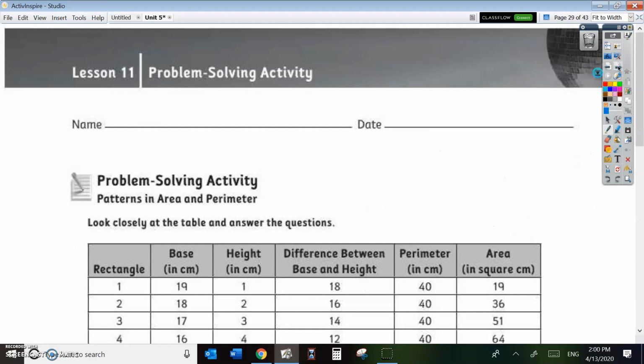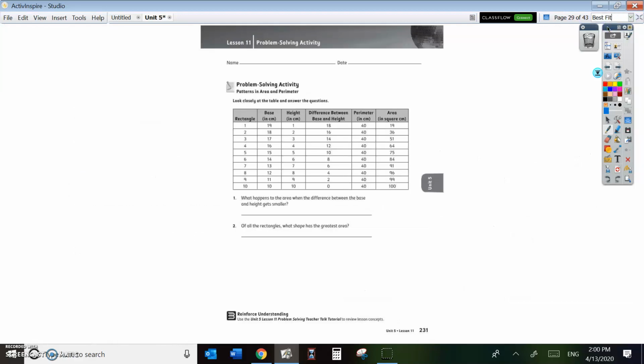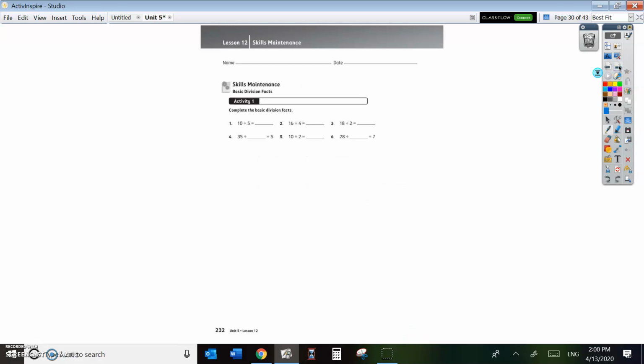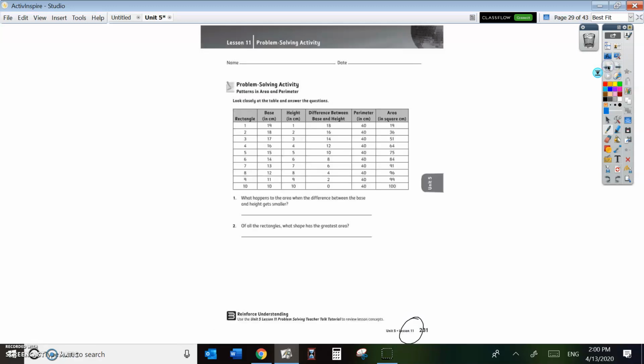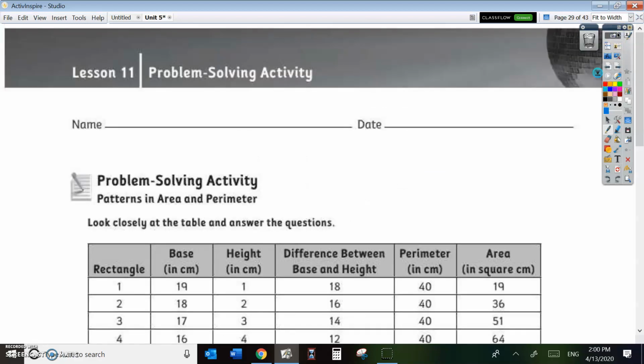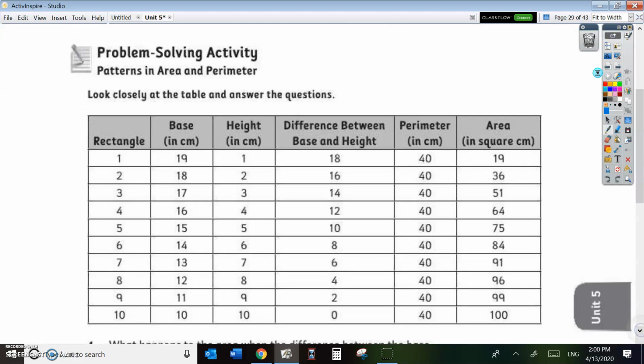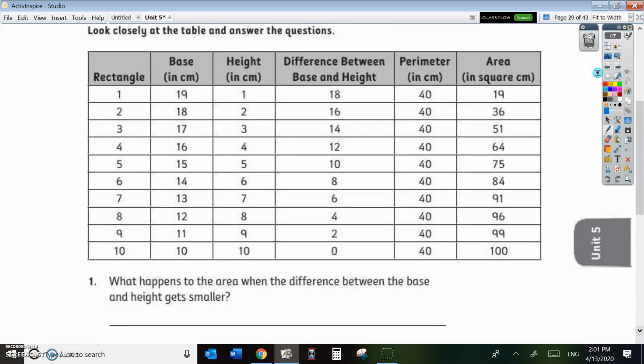Okay, I believe this page is the last page for 11. Let's double check. Yep, so this is our last page for today. Look closely at the table and answer the questions. So it looks like a lot right now. Whole lot of numbers, but let's make it a little bit easier to look at here.